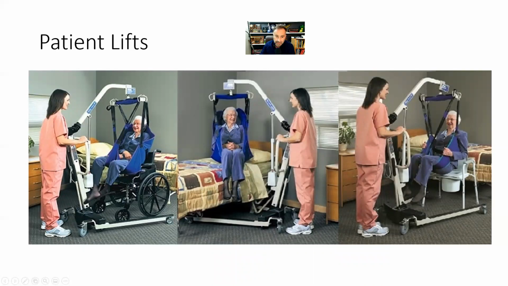So think about if I've got a bedbound patient who's not capable of making the transfer or helping with the transfer. If I didn't have this patient lift equipment, it would take 2 or 3 people to safely move even a smallish patient from a bed into a wheelchair. But with the lift, you can do it safely and efficiently with just one employee. And so you can reduce the number of employees.